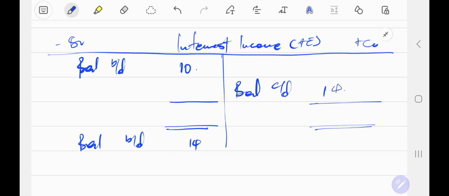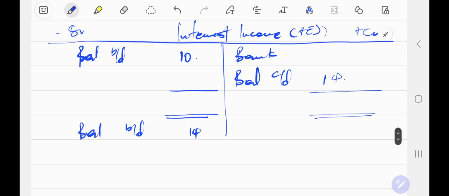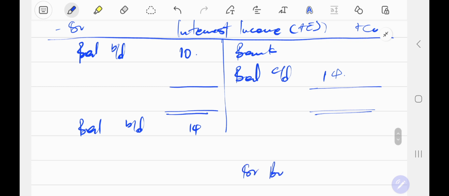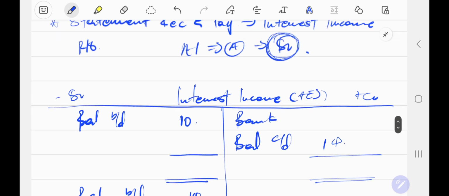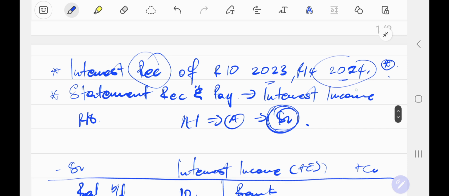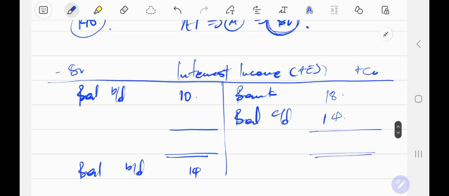Can you see? Now I need you to think about what would be recorded here on the credit side. It's interest income from the statement of receipts and payments. If we received interest income during the year, it means that we debited bank and credited interest income. So here they tell you that on the statement of receipts and payments, there was interest income of 18 rand. This 18 rand, you'll take it and record it here.